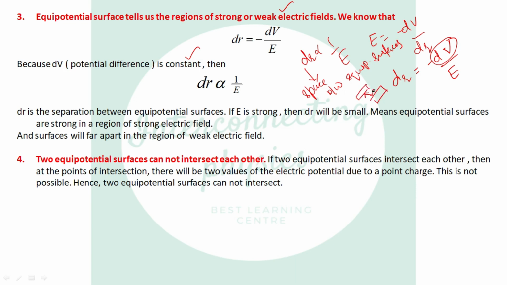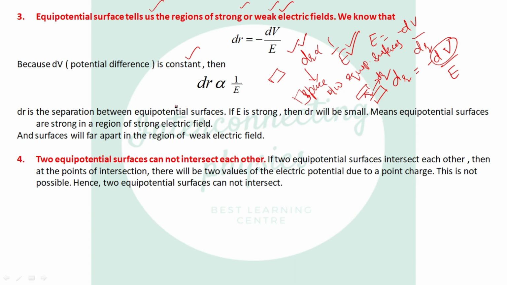So it is the space between two equipotential surfaces, that is dr. If dr is small, it means the equipotential surfaces are very tight, very close to each other, then the electric field will be large. So we will come to know that the electric field is very strong in the region of very closely packed equipotential surfaces. If dr is large, it means the equipotential surfaces are very far away, then the electric field will be small. So the equipotential surfaces tell us the region of strong or weak electric fields.